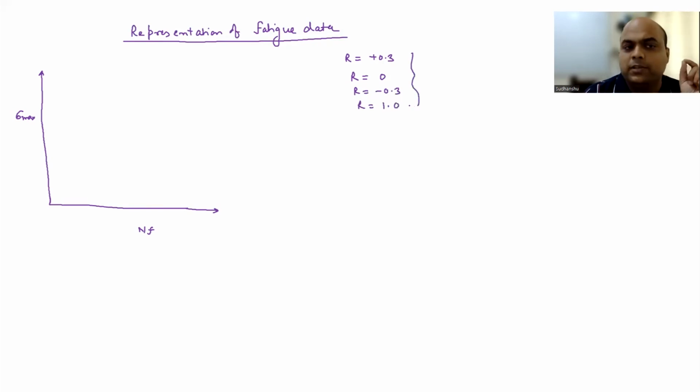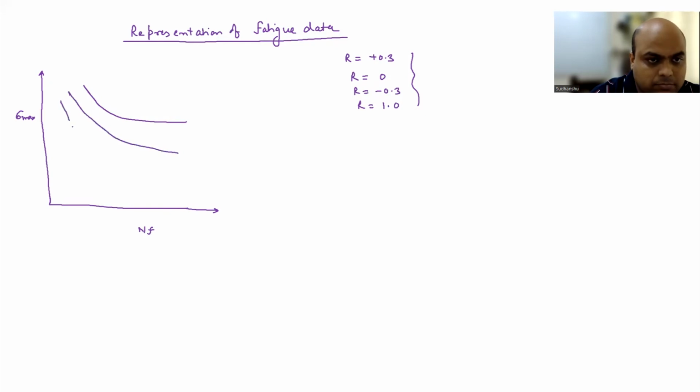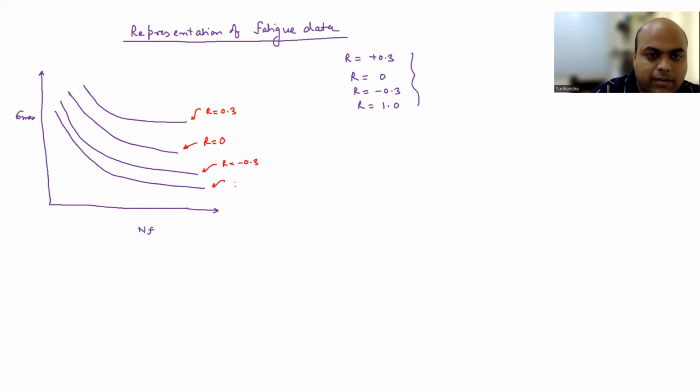If I do the experiment at different R ratios, you are going to get different plots, because the stress range and so on are also going to be different. The stress parameters are different, so obviously your S-N curve is different. Now let me plot it. Roughly, it is going to be something like this. This will be for R equal to 0.3, R equal to 0, R equal to minus 0.3, and then R equal to minus 1. Okay, so now how do we understand this?